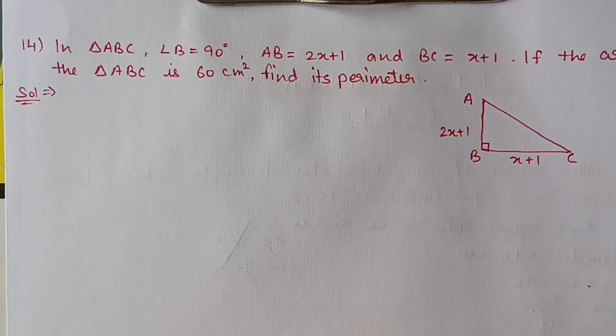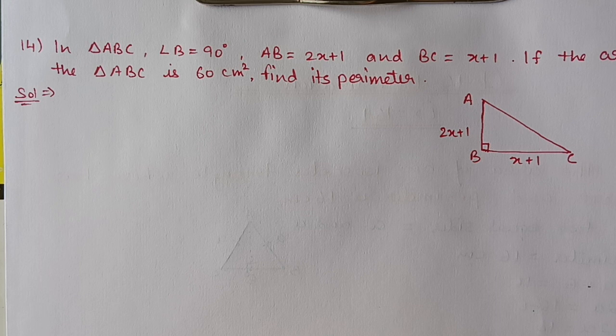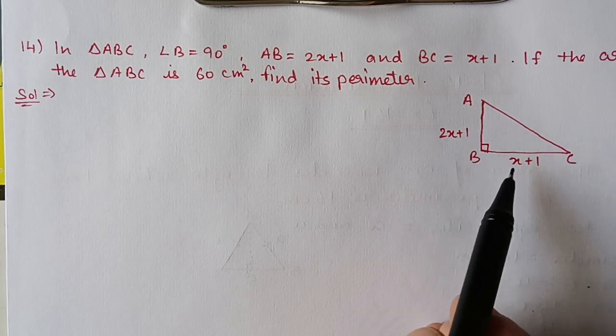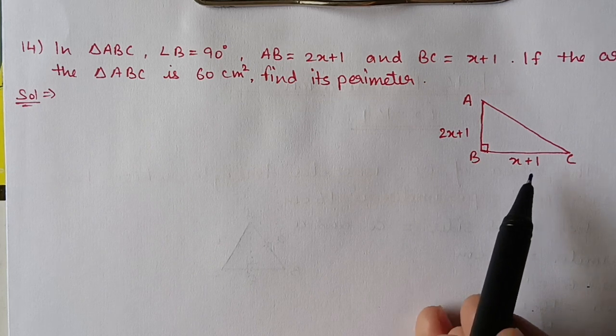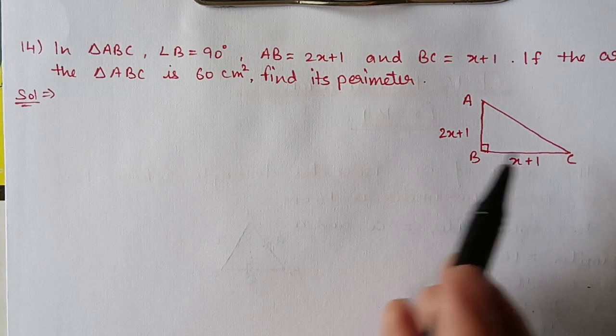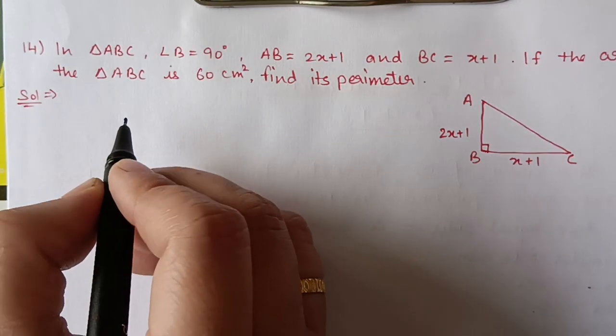Next question we have is the 14th. In triangle ABC, angle B is equal to 90 degree. AB is equal to 2x plus 1. BC is equal to x plus 1. If the area of the triangle is 60 centimeter square, find out its perimeter. So this is similar to the 13th question. Two sides are given, which contain the 90 degree angle. One is 2x plus 1, another one is x plus 1. And area is also given. So we will start from area.